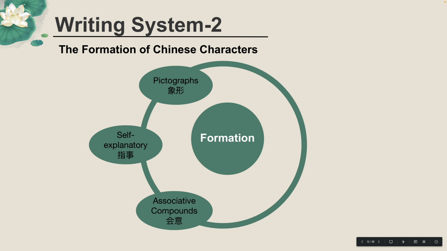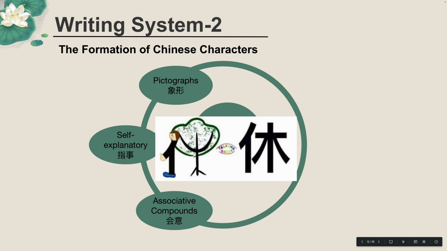Next one is associative compounds, 会意字. 会意字 are the characters that combine the meaning of existing elements. It's also known as joint ideogram. Now let's look at this character. It's pronounced as 休. 休 means resting or taking a break. And when you look at it, it actually shows a person leaning against a tree to take a rest.